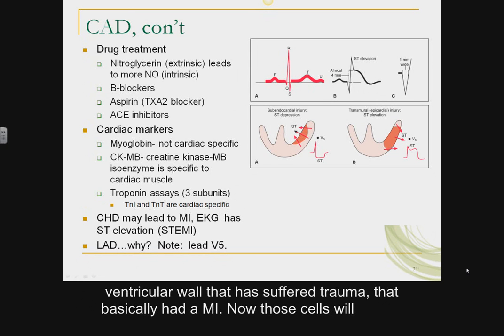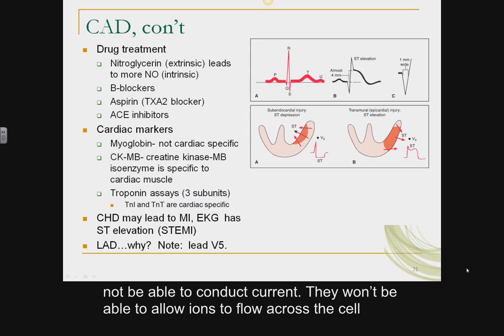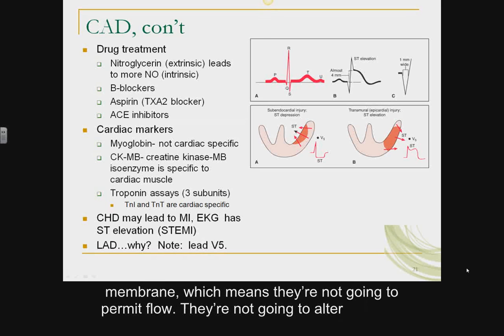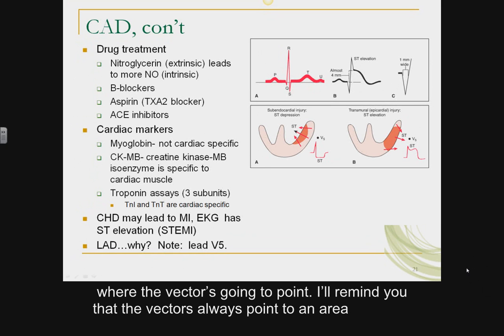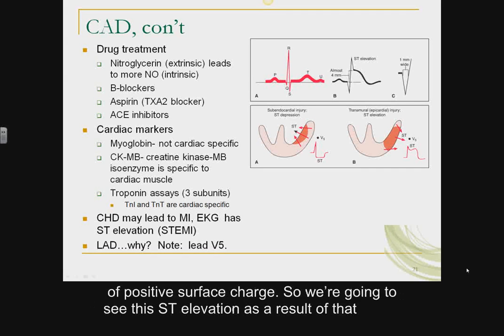And in the bottom picture, you're seeing an area of the left ventricular wall that has suffered trauma. That basically was an MI. Now, those cells will not be able to conduct current. They won't be able to allow ions to flow across the cell membrane, which means they're not going to permit any flow of ions. They're not going to alter their membrane potential. So they're going to hold on to a positive surface charge. That's where the vector is going to point. I'll remind you that the vectors always point to an area of positive surface charge.